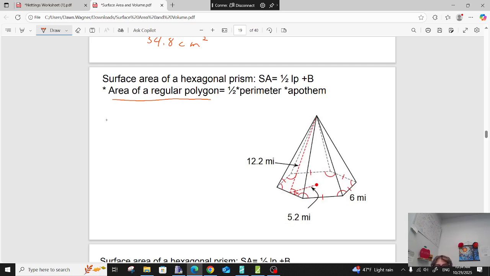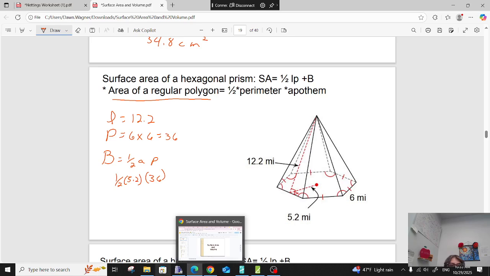So, what's my slant height? What's the perimeter? How many sides does this have? 6. And what's the side length? So that's 6 times 6. Plus the area of the base. Well, the area of the base is 1/2 apothem times perimeter. We already know perimeter, right? Because 6 times 6 is 36. What's the apothem? 5.2.